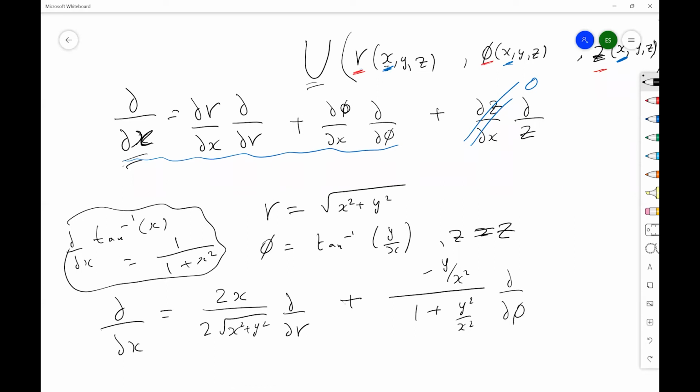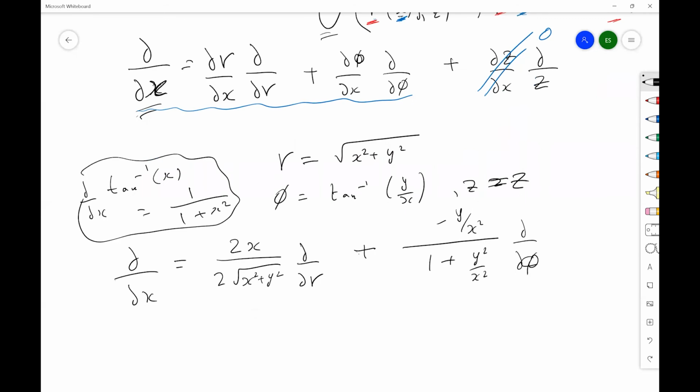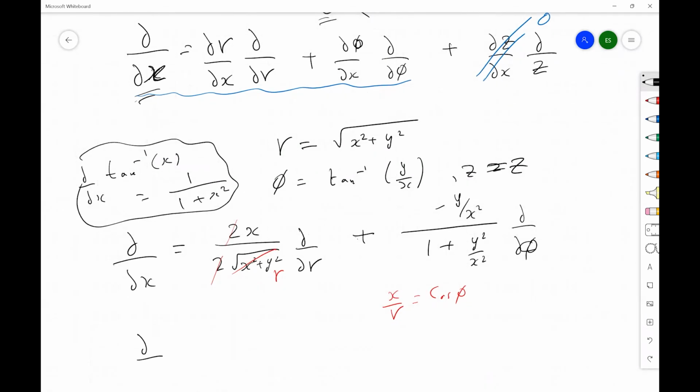Delta over delta phi. X squared plus Y squared, what is that? This is R, right? And X over R, what's X over R? Remember, X over R equals cosine phi, right? So this whole thing becomes 2 cancels with 2, and we end up with cosine phi. So I can say that delta over delta X equals cosine phi delta over delta R minus, I need to simplify this, I multiply by X squared in numerator and denominator, I get minus Y over X squared plus Y squared. I guess I could write this as R squared.